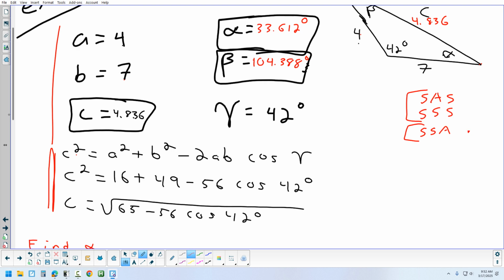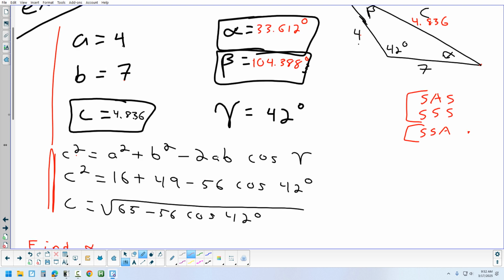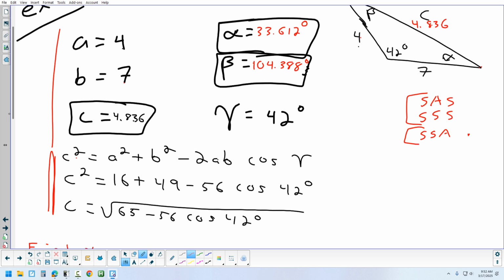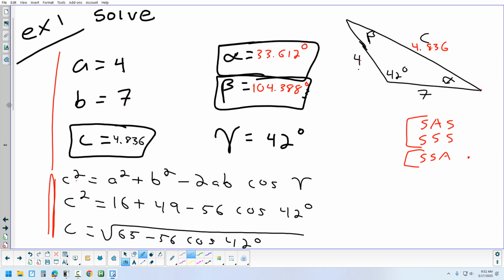And that's pretty much it. That's the law of cosines. Okay. We didn't do side, side, side, but there's nothing that happens in side, side, side that we didn't cover right here. With side, side, side, you're just doing this 3 times, finding your angles.